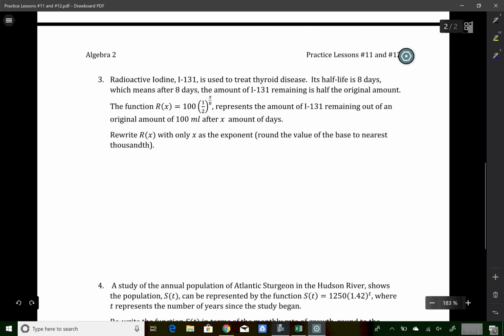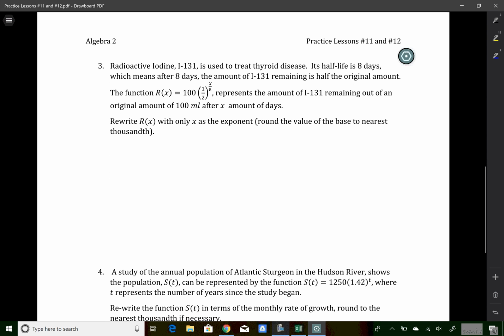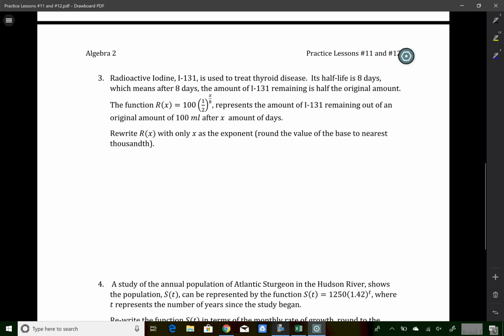Number 3, so we have this radioactive iodine. It's treating thyroid disease. It's just a half-life question, right? So its half-life is 8 days. It gives us the function R of X. All right, it even gives us the equation, even better. Then it says to rewrite the equation with X as the only exponent. And then we'll talk about what this all means.